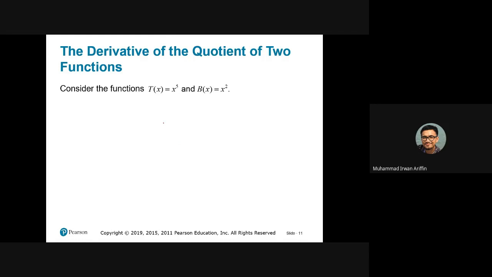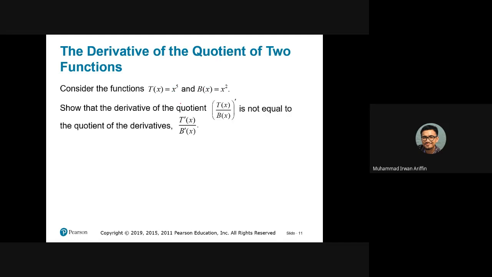Next would be the quotient of two functions. Let's say we have two functions, t(x) equals x to the power of 5, and b(x) equals x squared. Remember how we investigated the product? That should already give you a hint that the derivative of the quotient is not equal to the quotient of the derivatives. These two are not equal.